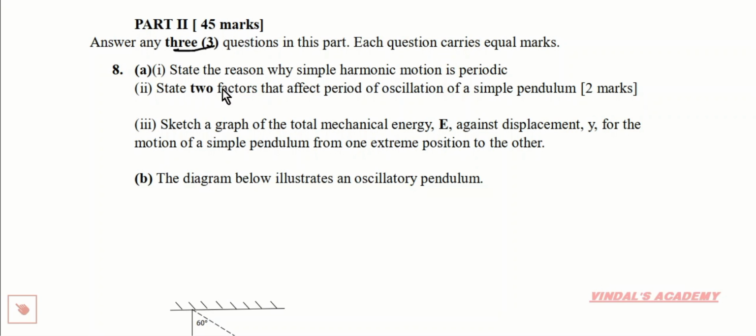The first question says, state the reason why simple harmonic motion is periodic. The reason is, one, because the displacement is directly proportional to the acceleration. Number two, another thing you may say is that the acceleration is directed towards the center.